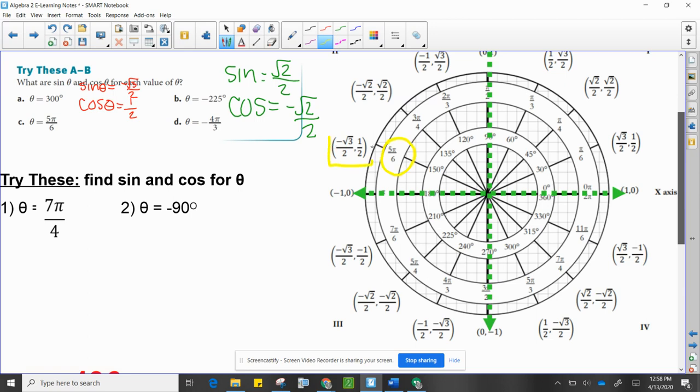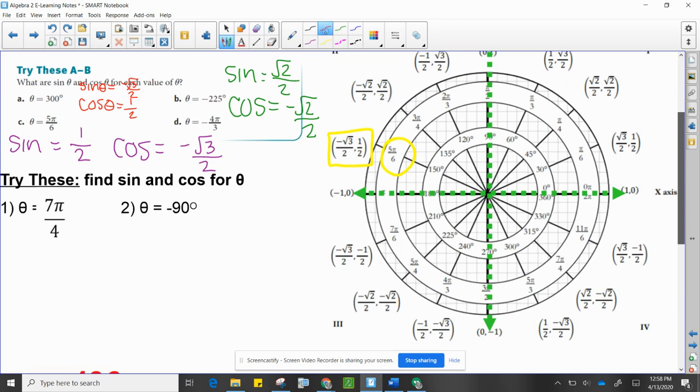So we're going to be using this ordered pair. Okay. So if I have to find the sine and cosine, the sine, I would just look at that ordered pair and use the y value. So the sine was a half. The cosine, okay, would be our x value. So that's negative root 3 over 2.